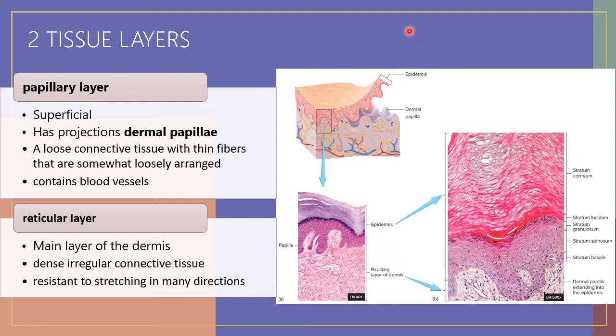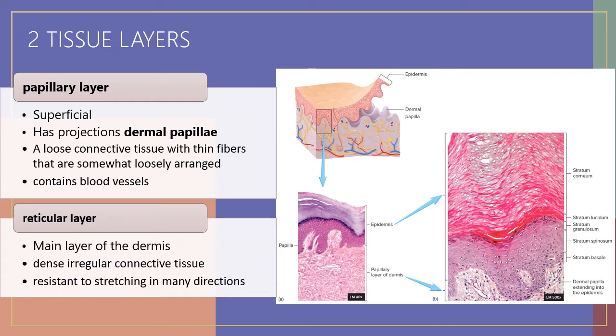Now, your papillary layer is a loose connective tissue with thin fibers that are somewhat loosely arranged, and they contain the blood vessels. So you see here, these are your blood vessels, and these blood vessels reach all the way, via your capillaries, to the epidermal layer. They supply nutrients and oxygen to the cells of your epidermis, and they also exchange waste. The blood vessels are also responsible for temperature regulation of your skin.